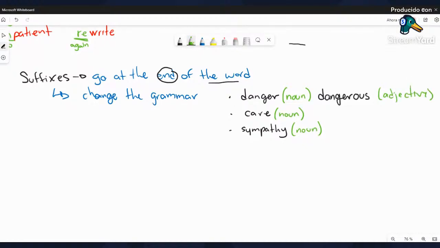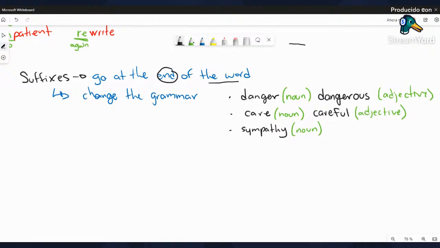The same happens with care. For example, if I write care and I add ful, careful, now the grammar or the function of the word changes. It's not the opposite or something else. I'm just changing the function, the use of the word. Careful in this case would be an adjective too. Adjective, adjective. There you go.